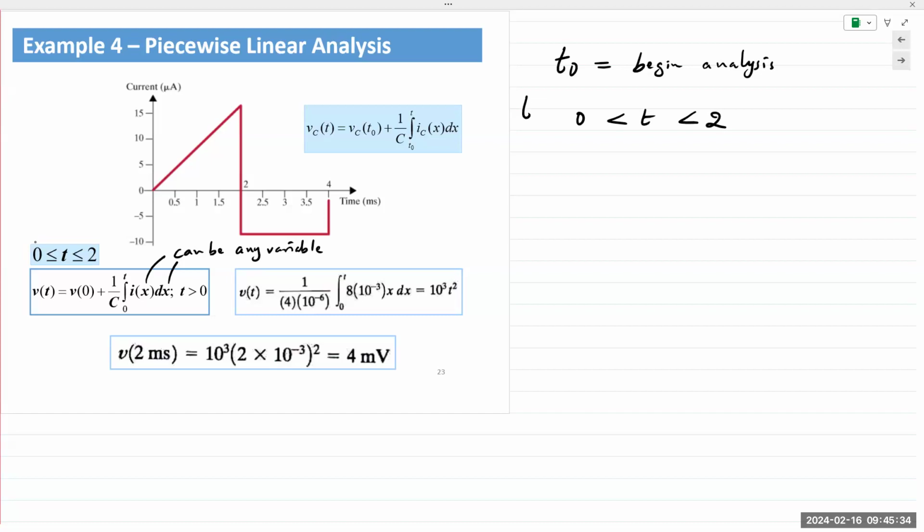So for time period T1, T0, my start point, is 0 milliseconds, and hence the limit of the integral starts from 0 and goes to t. T is basically the variable because I want to find the value of the voltage at any given point in time between 0 and 2. Does that make sense to everyone? I want to make sure everyone understands before I move on. Any questions?